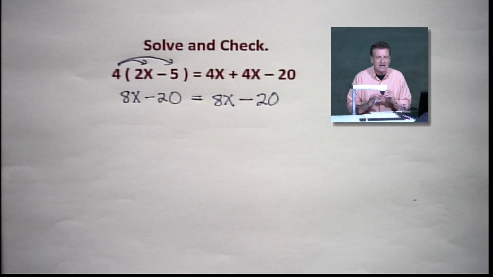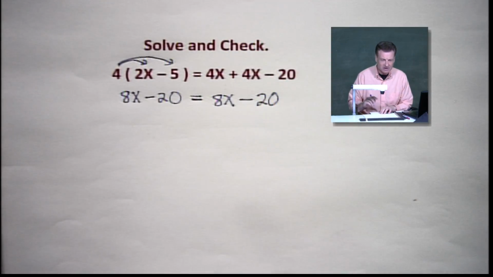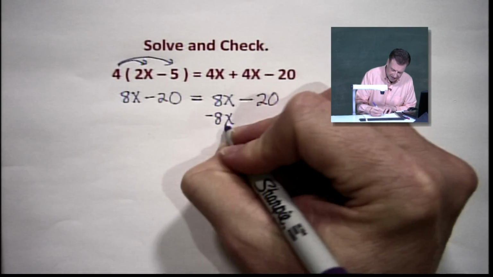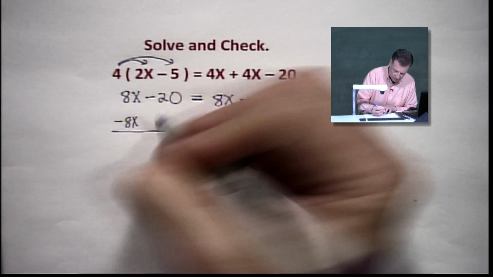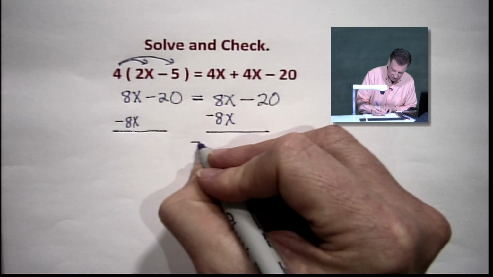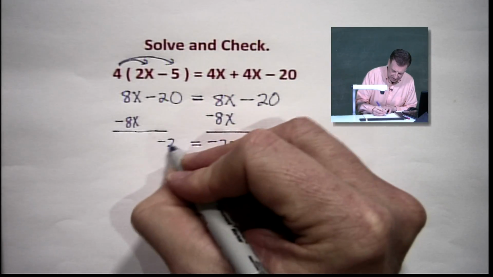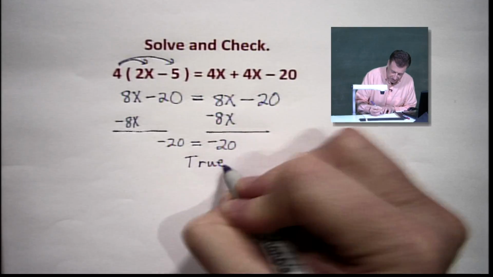It's an identity. Now, you say, well, Ernie, what if we didn't notice that? So let's go ahead and get rid of it, see what happens with our x's, and I'll show you why we call it an identity. We subtract 8x from the right. We're going to also subtract it from the left. Good old subtraction property of equality. This is an equation. So here we go. We got negative 20 and we get negative 20. Well, folks, this time we have a true statement, because that is true.